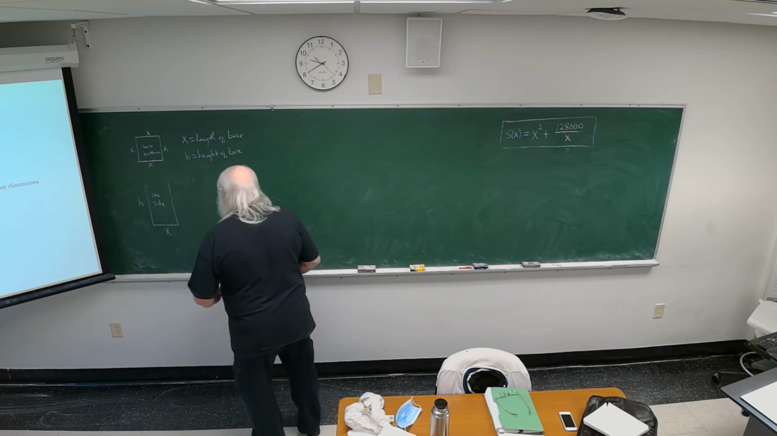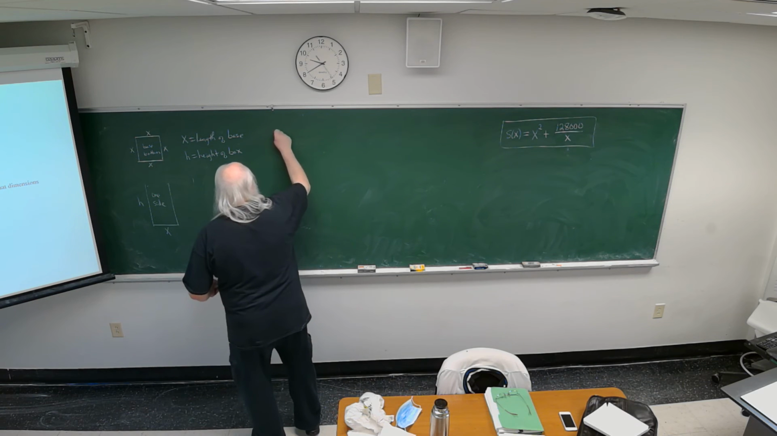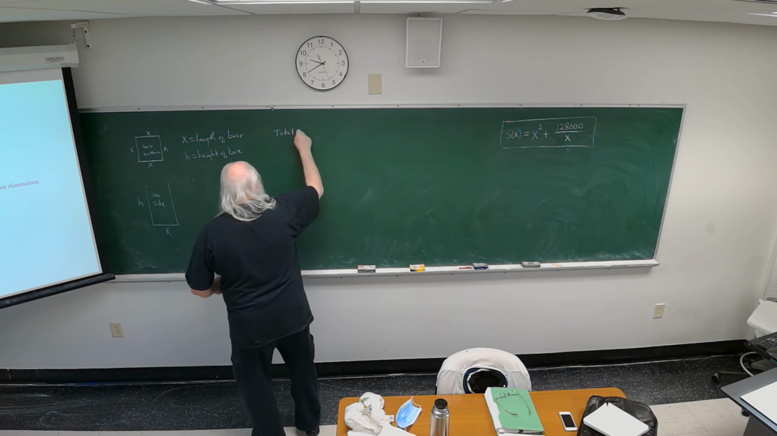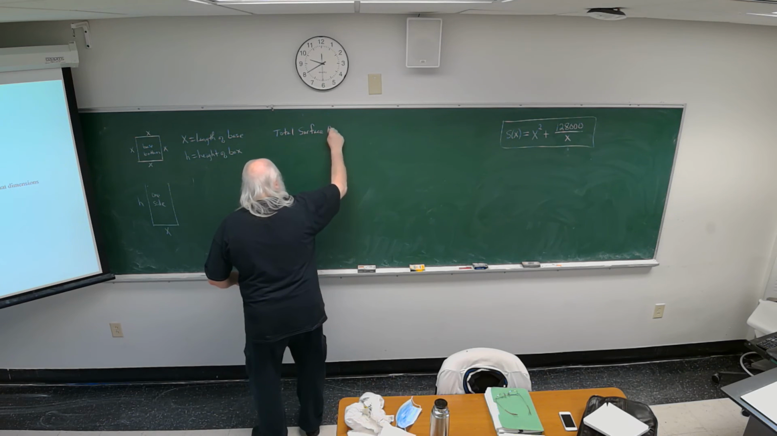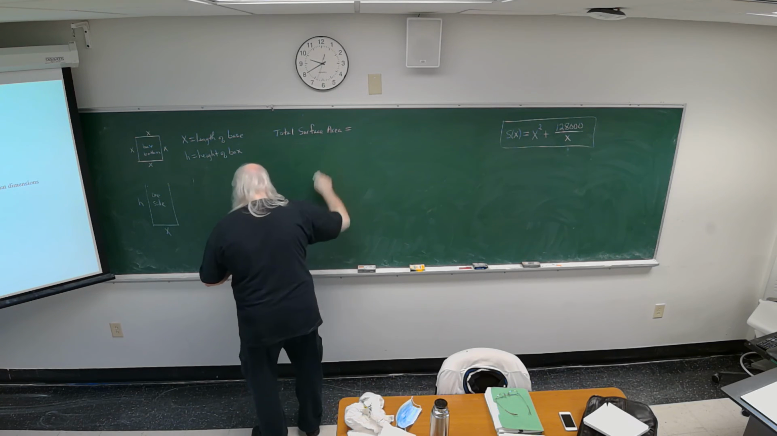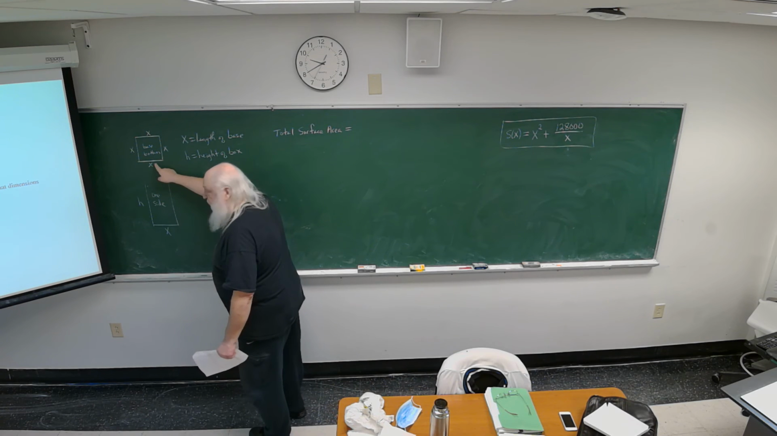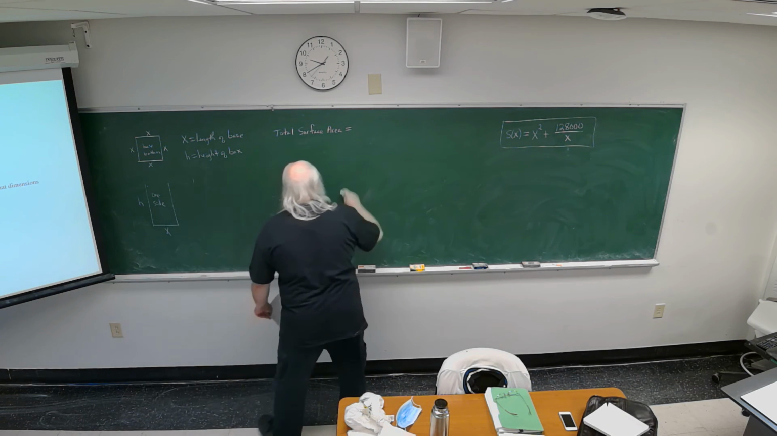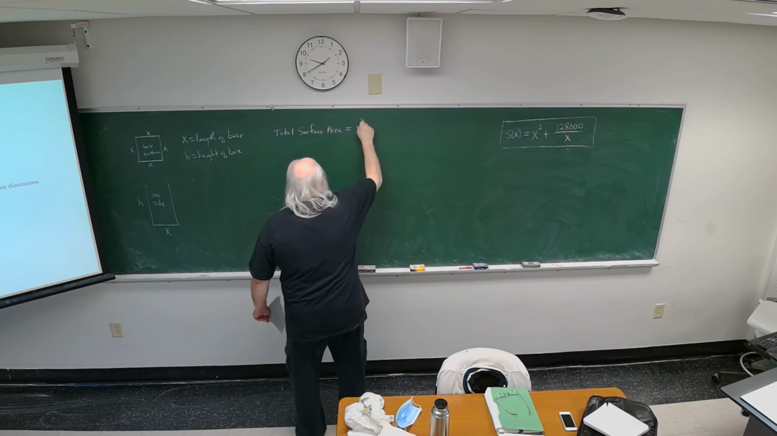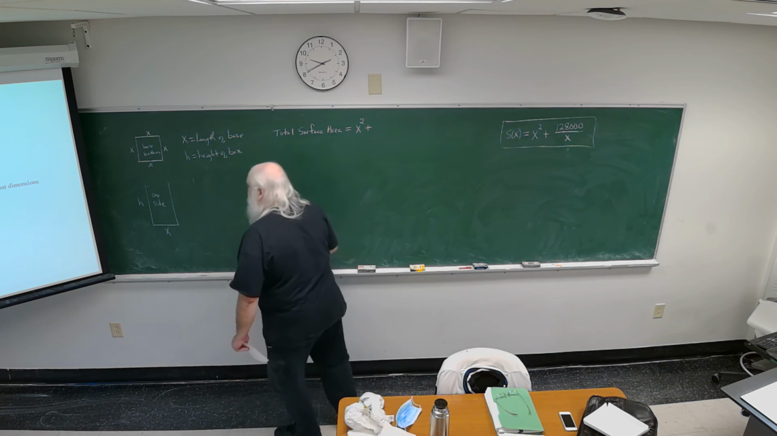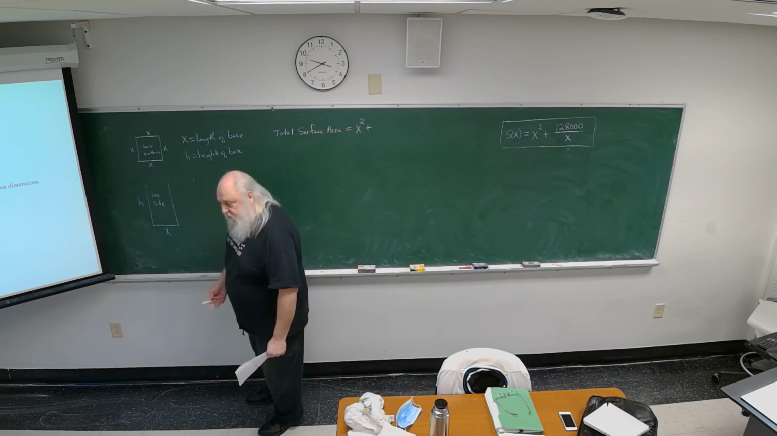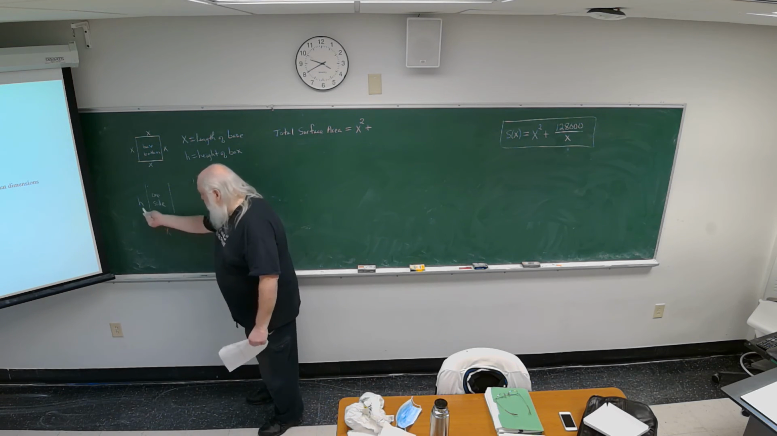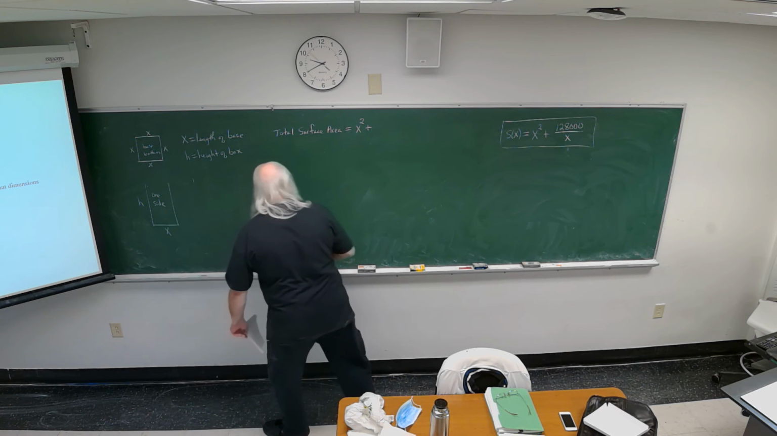Now, the total surface area of our box is equal to the area of the base, which is x times x, or x squared, plus the area of each side of the box. And the area of each side is h times x. And there are 4 sides. So the total area of the 4 sides is 4 times h times x.